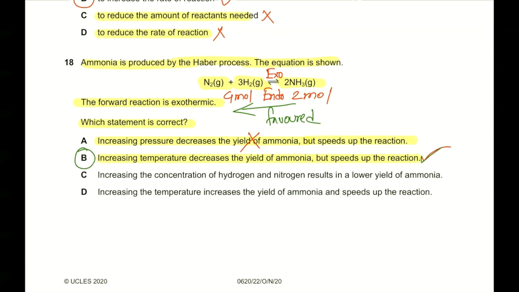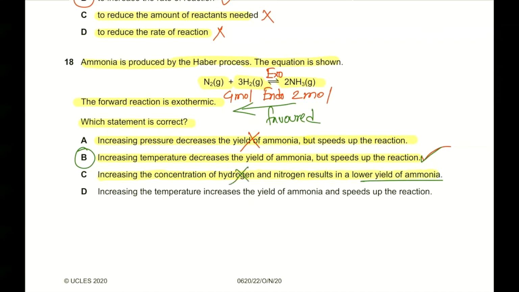Guys, let's see why points C and D are wrong. Increasing the concentration of hydrogen and nitrogen results in a lower yield of ammonia. If we increase the concentration of hydrogen and nitrogen, it will increase the yield of ammonia, because we would get the reactant converted into product. So that is a wrong statement. Increasing the temperature increases the yield of ammonia and speeds up the reaction. That is wrong as well, because increasing temperature favors the reverse reaction more, since the reverse reaction is endothermic. 18B is the correct answer, guys.